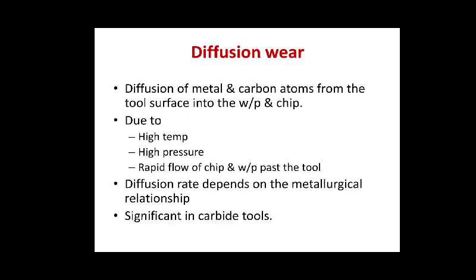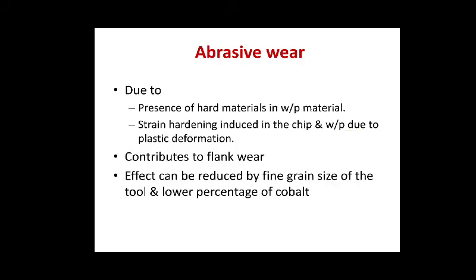In diffusion wear, metal and carbon atoms diffuse from the tool surface into the workpiece and chip due to high temperature, high pressure, and rapid flow of chip and workpiece past the tool. Diffusion rate depends on the metallurgical relationship. It is significant in carbide tools. Abrasive wear is due to the presence of hard materials in the workpiece material. Strain hardening is induced in the chip and workpiece due to plastic deformation. It contributes to flank wear.